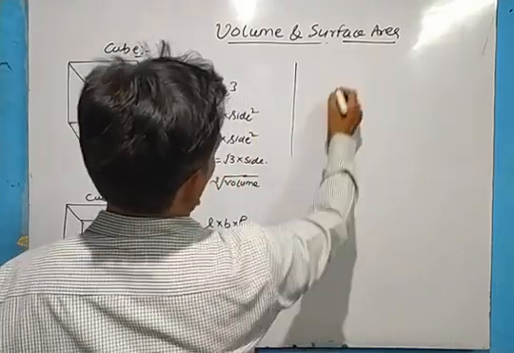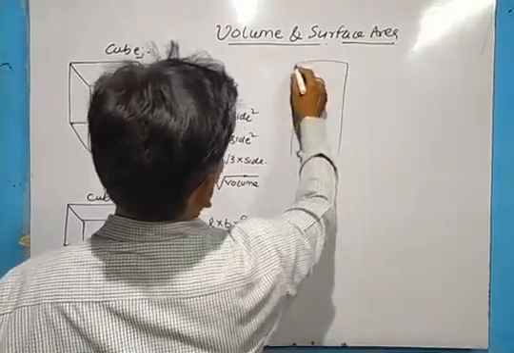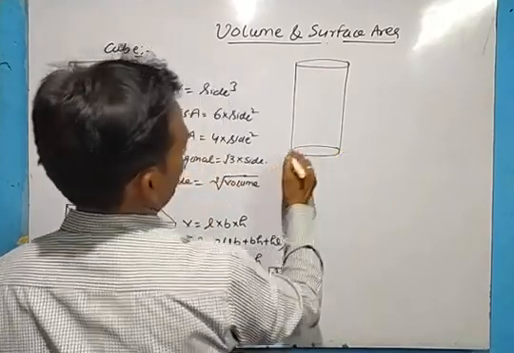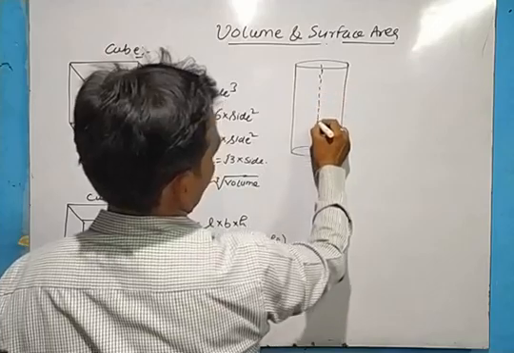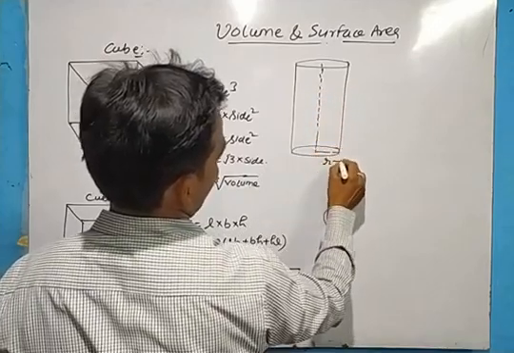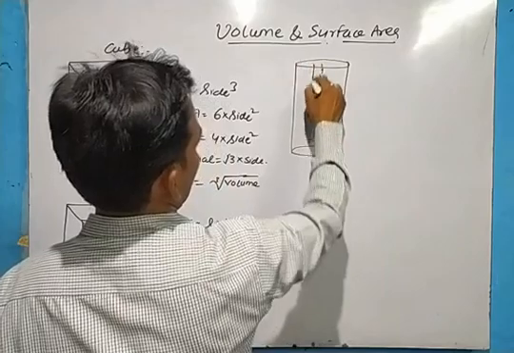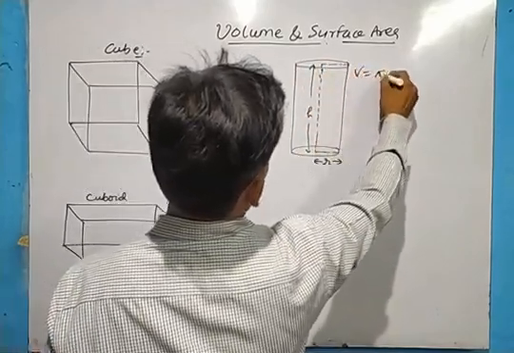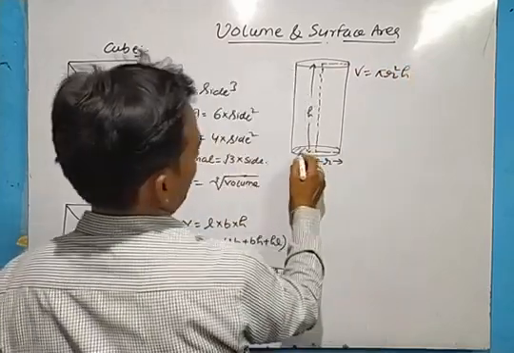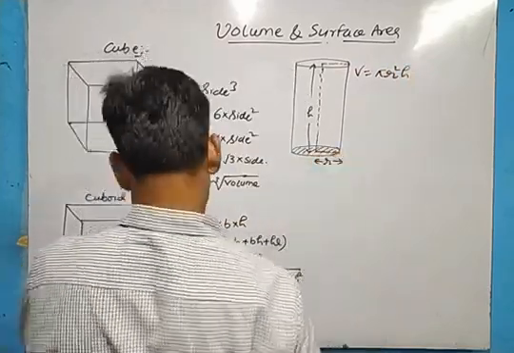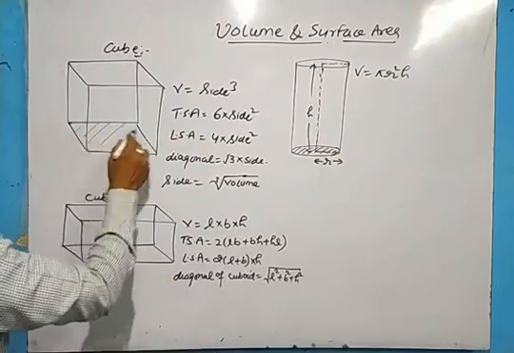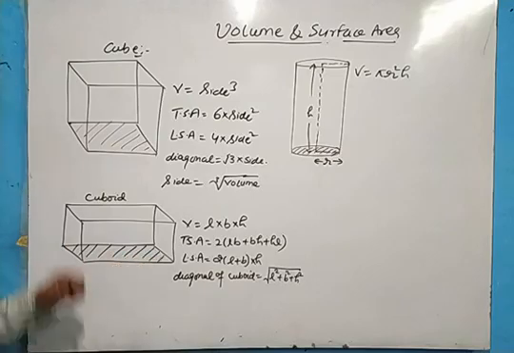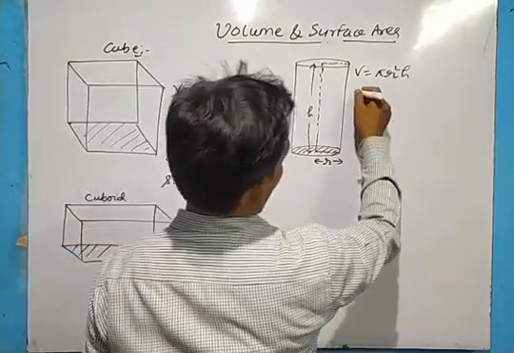Okay, now the third is cylinder. After cuboid we have cylinder. Now this is the height of the cylinder, this is radius, so we write R, we write H. Now volume is equal to pi R square H, and here the base is a circle, in the cube the base is a square, in the cuboid figure the base is a rectangle. Please note it down.